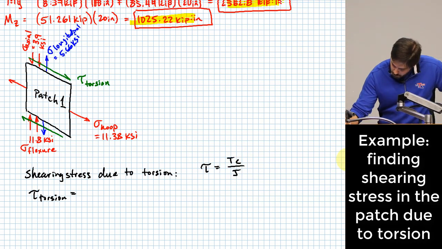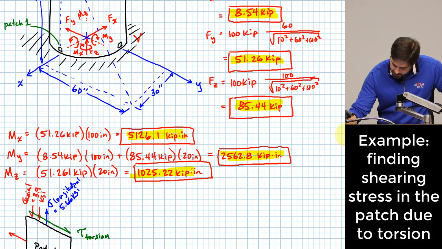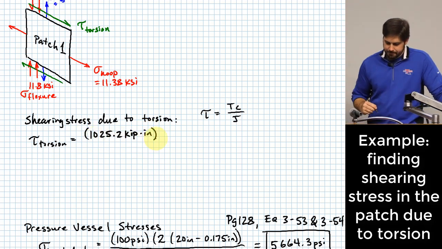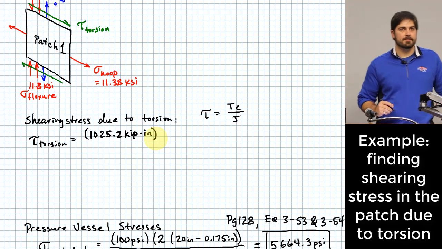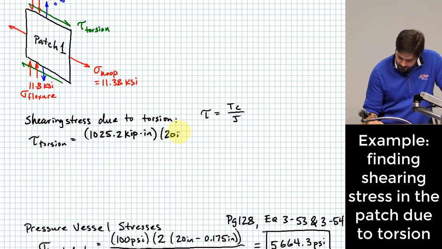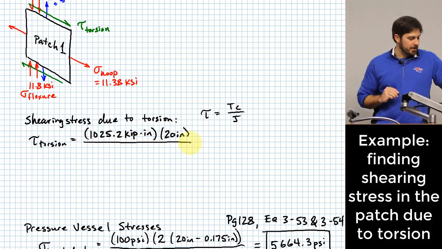All right. The torque is, as we said a second ago, Mz, and Mz is 1025.22 kip inches. Okay, what is C? Right, still 20 inches, that's the radius, outer radius of the tank. And what do I put in the denominator?